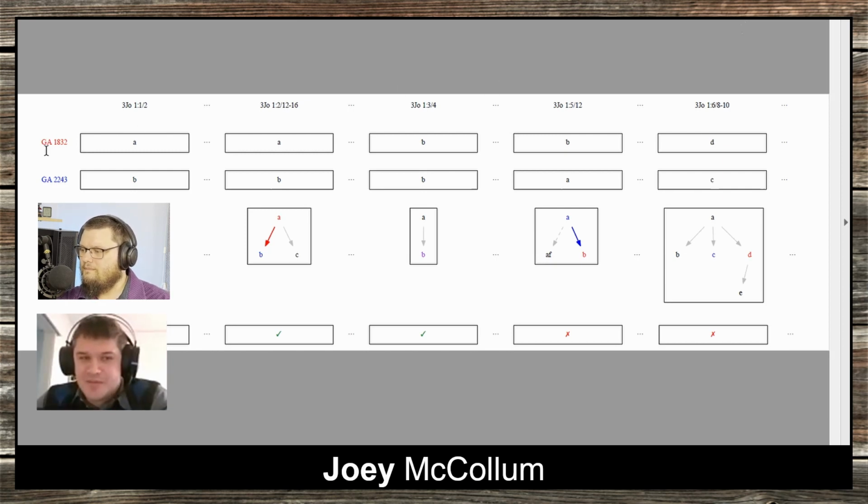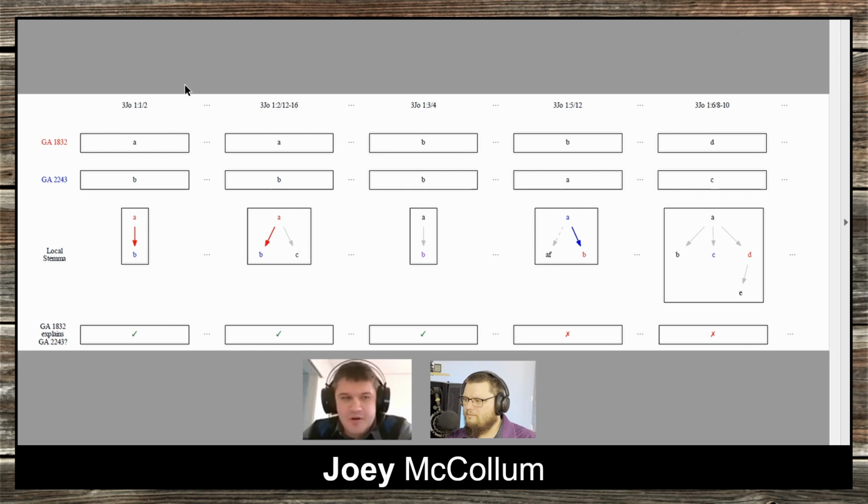Over here, I have a similar diagram to the one I showed you earlier. In this case, we'll just use a couple actual witnesses here.